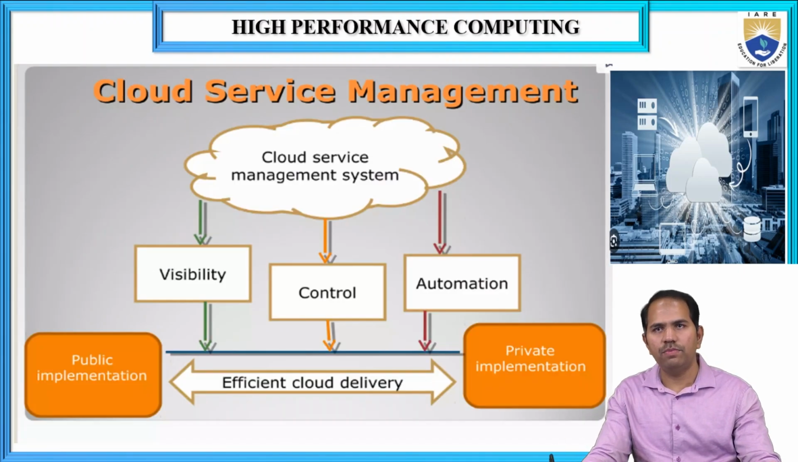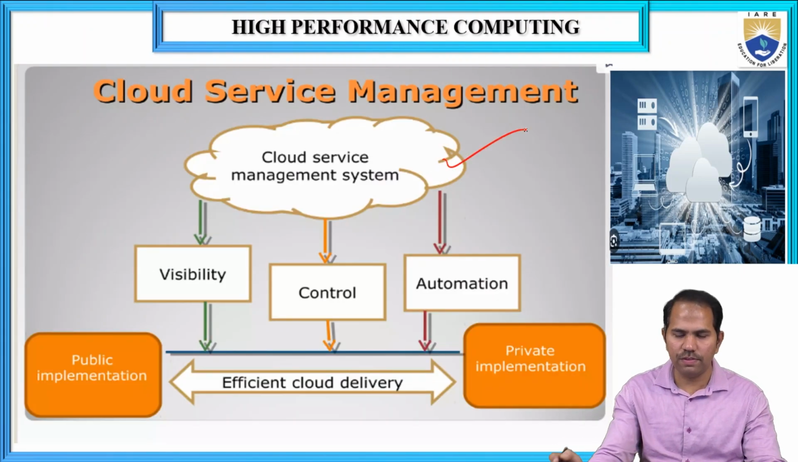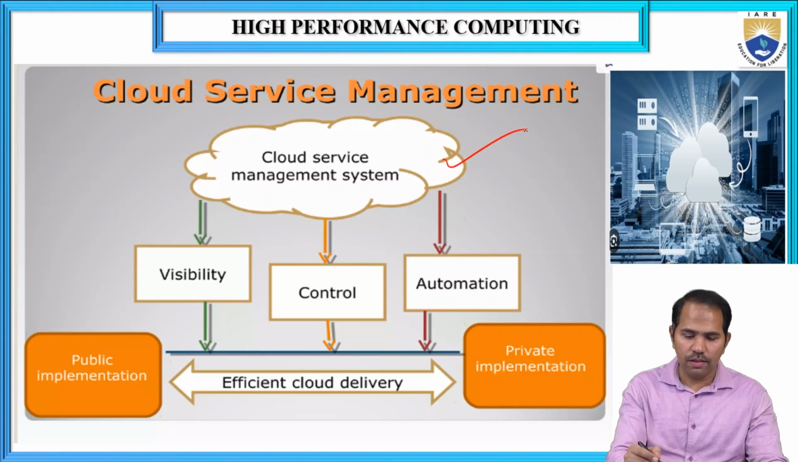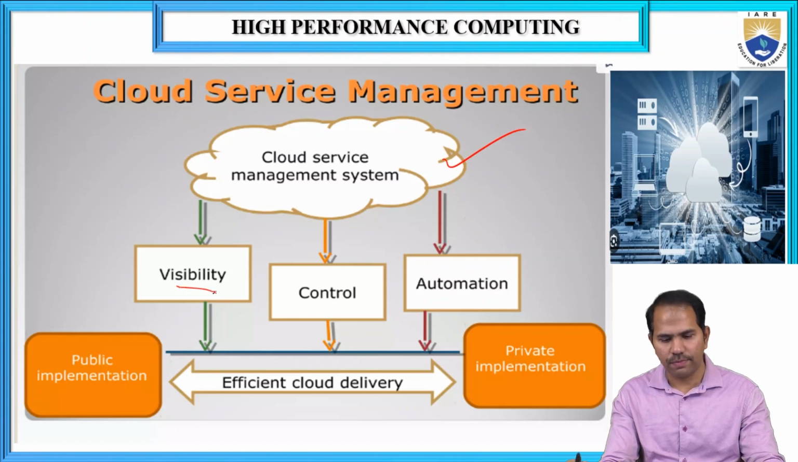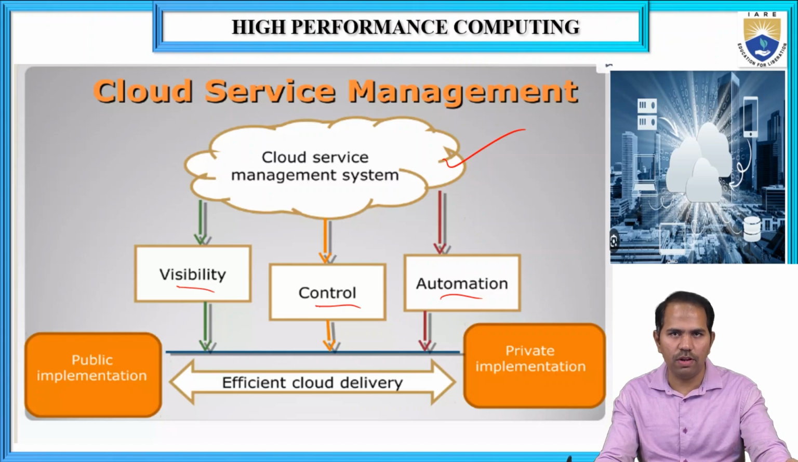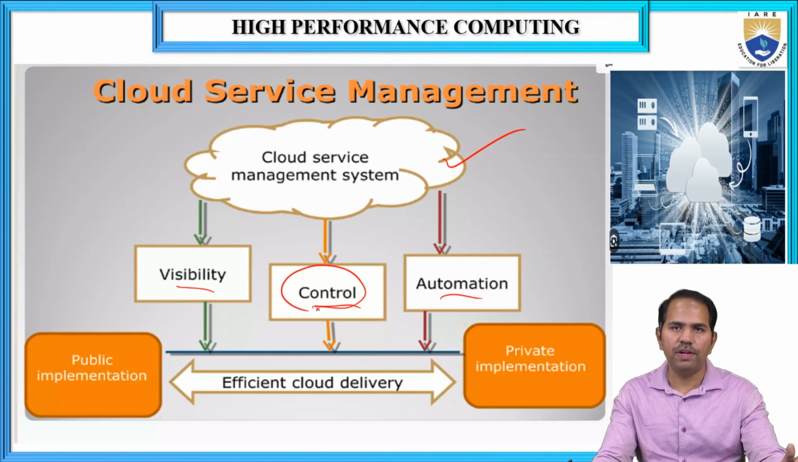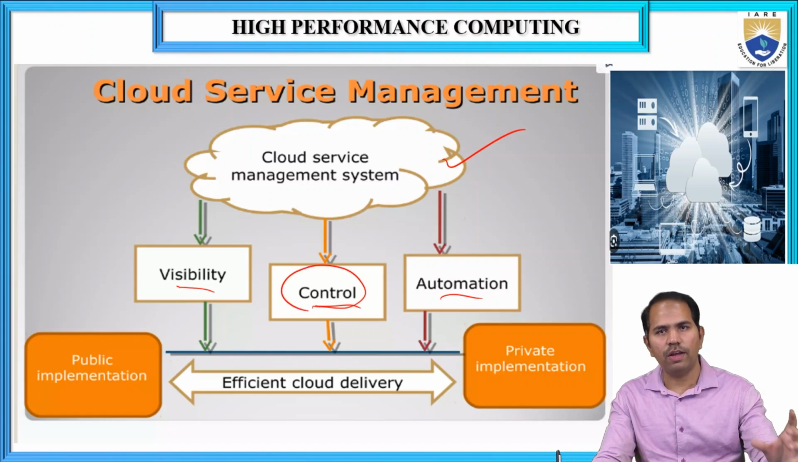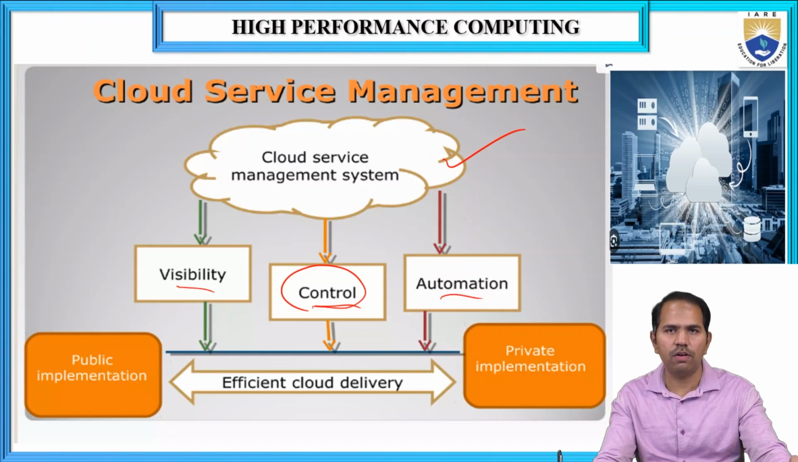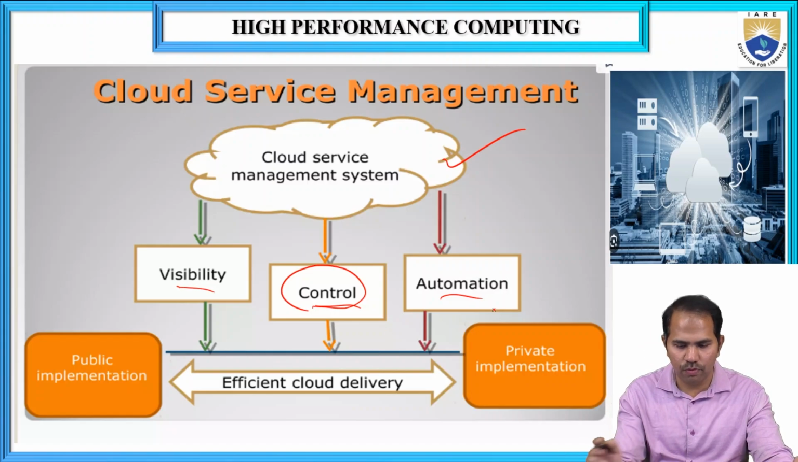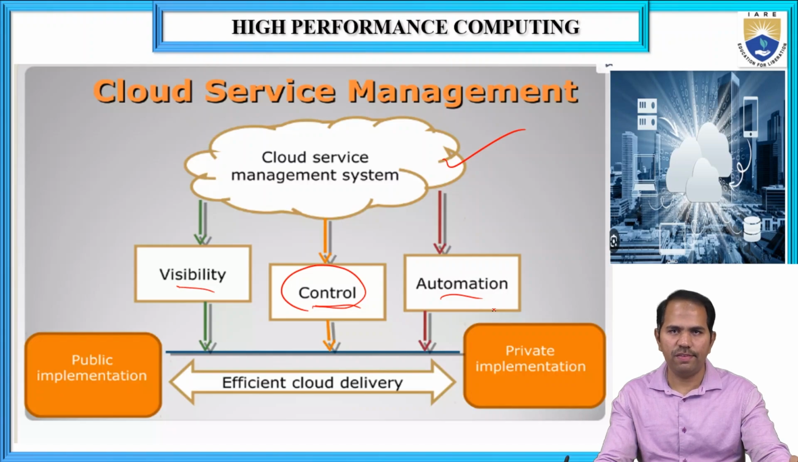Now, observe this diagram of a cloud service management system. This is one of the mechanisms. Under this we observe visibility, monitoring, and controlling how the services are distributed, and automation, whether services are automatically provisioned whenever users purchase them. So we have visibility, control, and automation. These are the three steps we consider under cloud management systems.